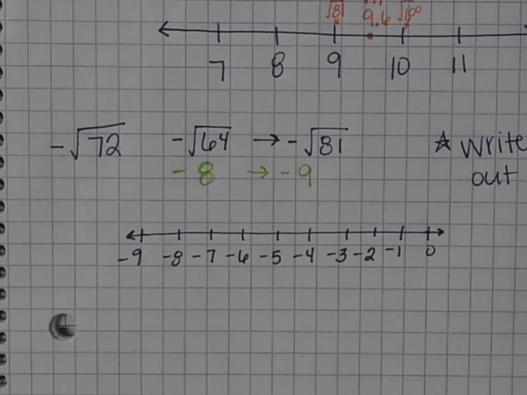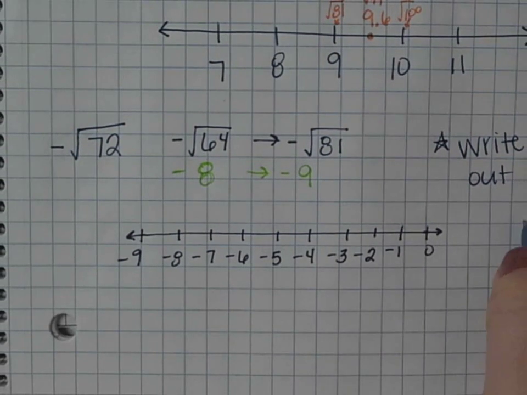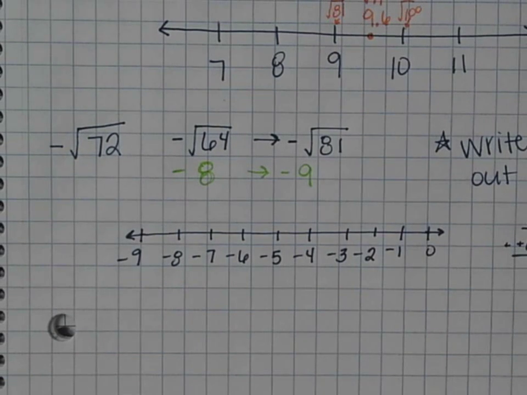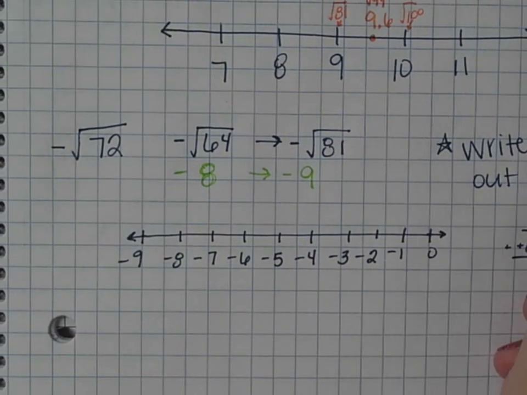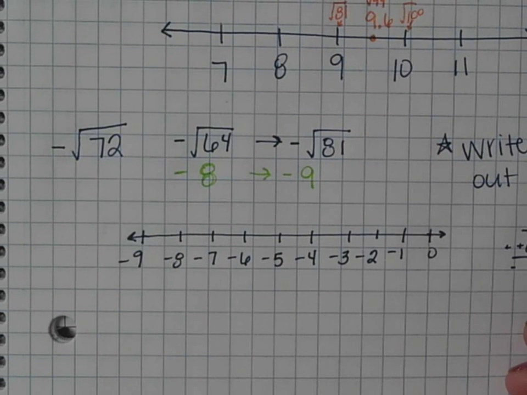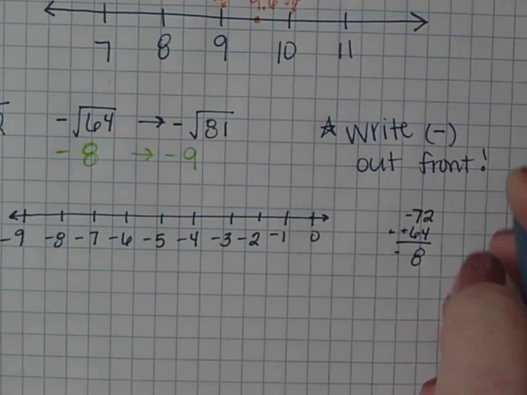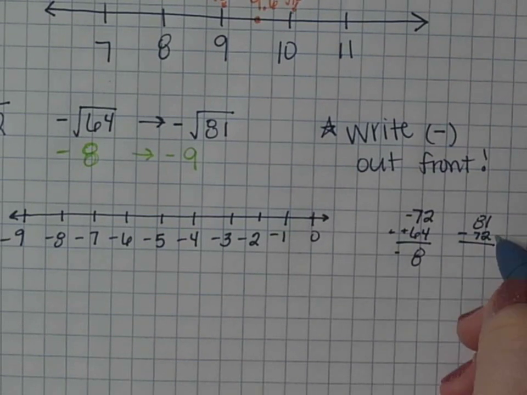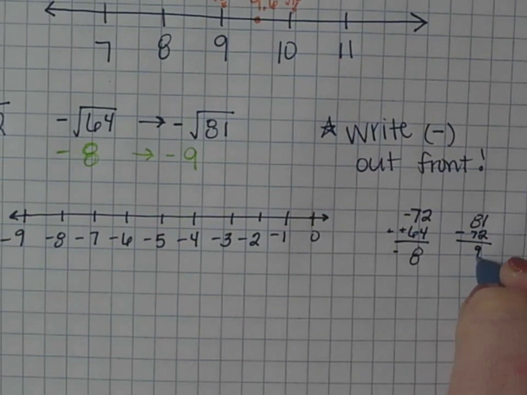Okay, go ahead and subtract. So we're going to do 72 minus 64. You could do negative 72 minus 64. So 64 to 70 would be 6, 7, 8. So it's 8. And then 81 minus 72 will be 9.